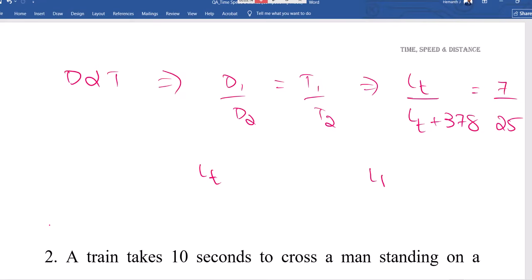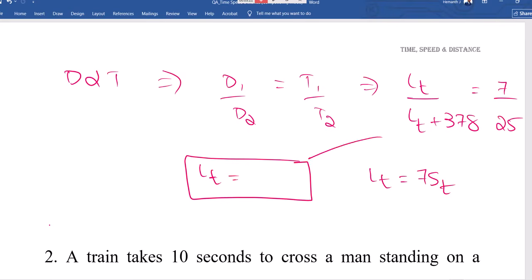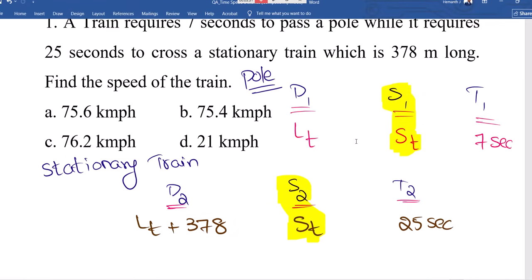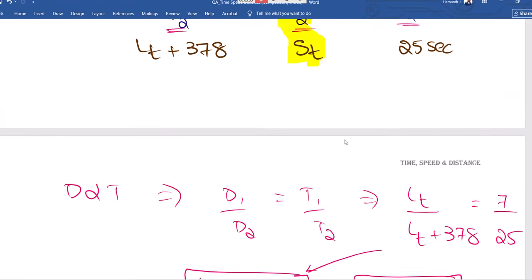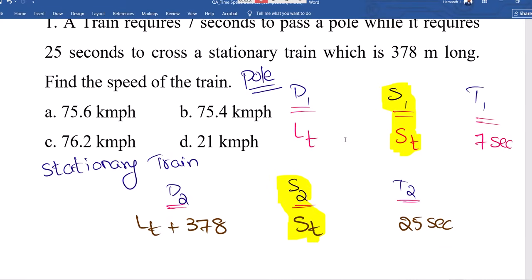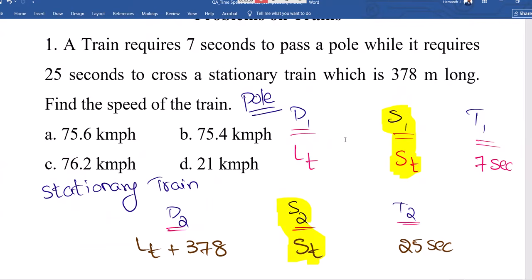Then we know D1 equals S1 T1, so we can have 7ST, different ways. This is one method. You can calculate the length of the train from here, and then the length of the train is 7 times the speed of the train. Then you can calculate the speed of the train. There is a lot of disturbance in doing all this, but my logic is very simple.